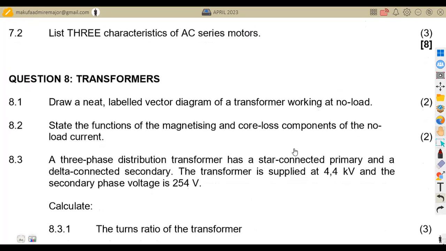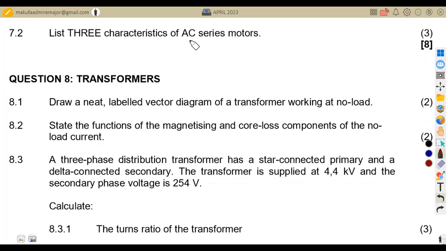All right, list 3 characteristics of an AC series motor. What is it that we consider on an AC series motor? These are the characteristics now. So you can talk about the high starting and operating torque in this case.